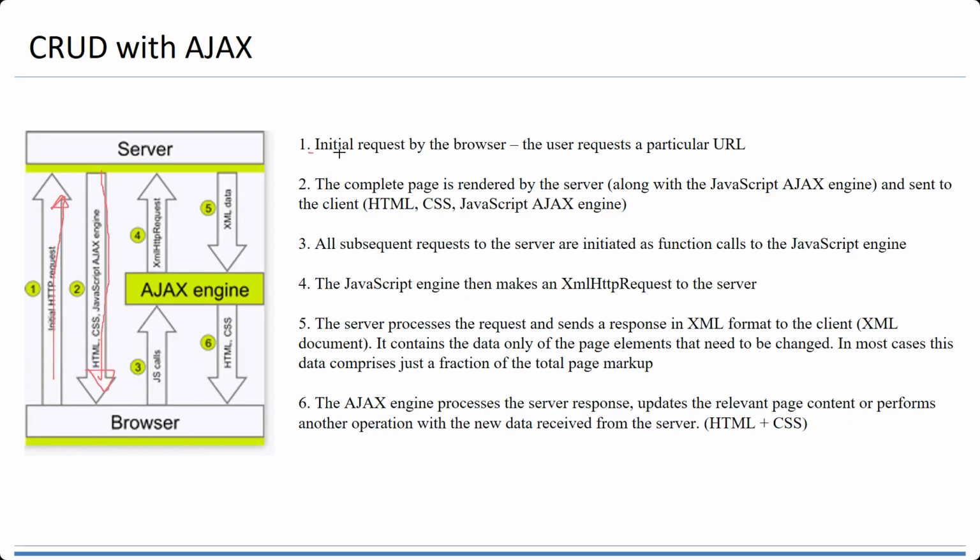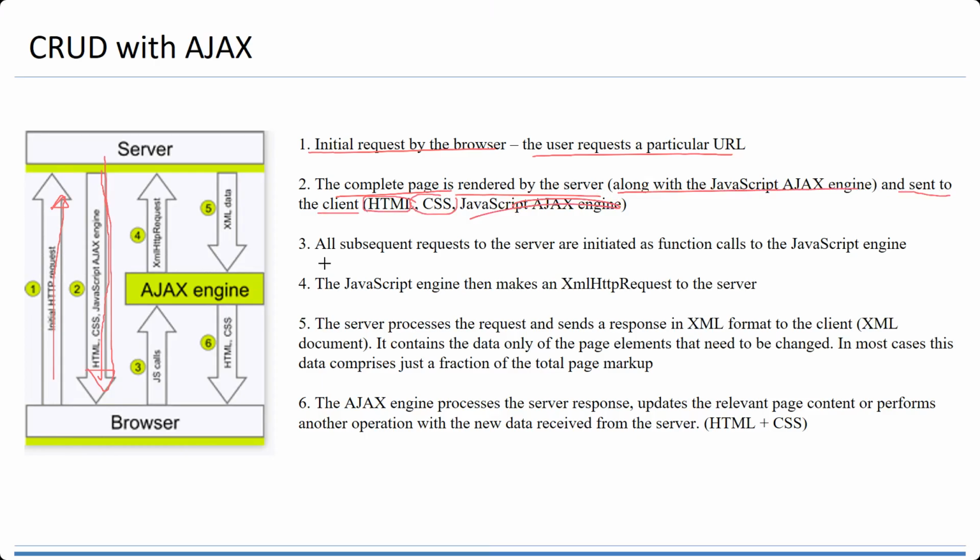First you need to initiate the request by the user, the browser. So the user requests a particular URL, and then the server will send the complete page. It will be rendered by the server, along with the JavaScript AJAX engine. It will be sent to the client, which is the HTML, CSS, and JavaScript AJAX engine.